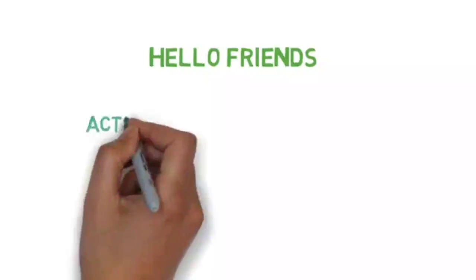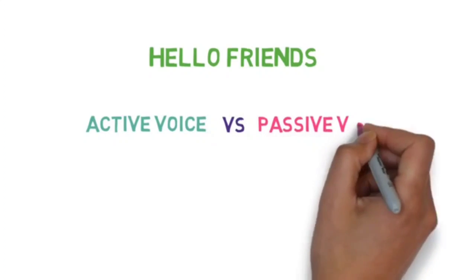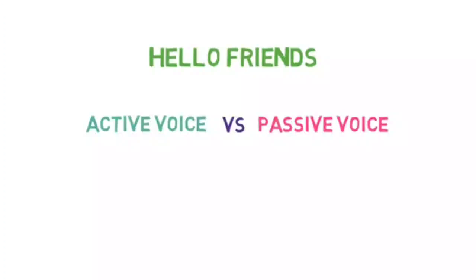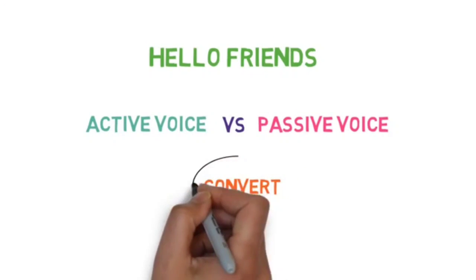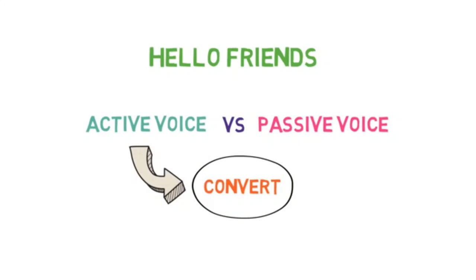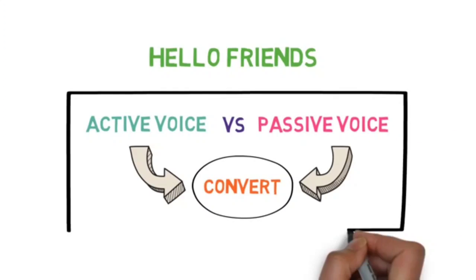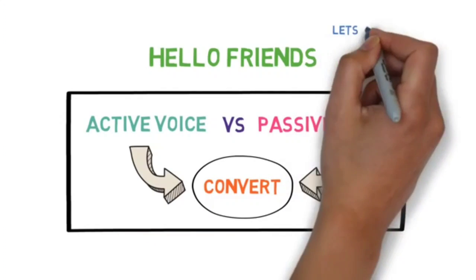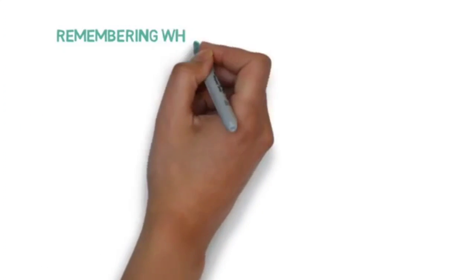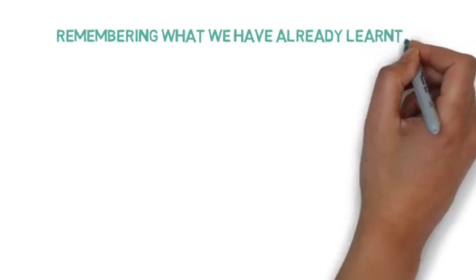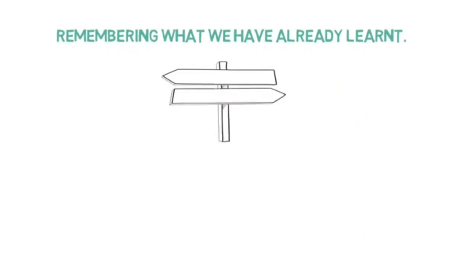Children, now we are going to see active voice versus passive voice. In this video, we are going to see the conversion of active voice to passive voice. So listen carefully, children. According to the tenses, we are going to change this active voice to passive voice. Let's get started. Children, let's quickly recall and remember what exactly active and passive voice are.